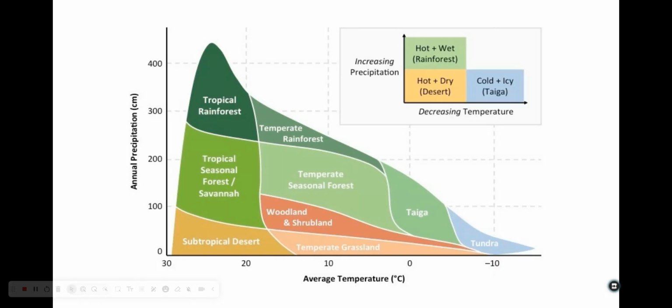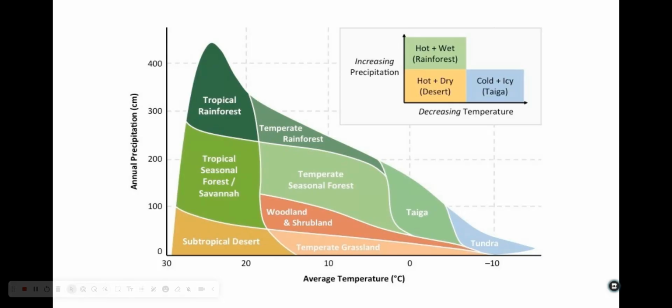The other thing we need to know is Whitaker's climate graph. So Whitaker's climate graph is shown here. Remember, the temperature starts from hot and goes to cold, and then they have the rainfall or precipitation on the y-axis. You need to know these different biomes and roughly where they fall on the climate graph. So make sure you know those.